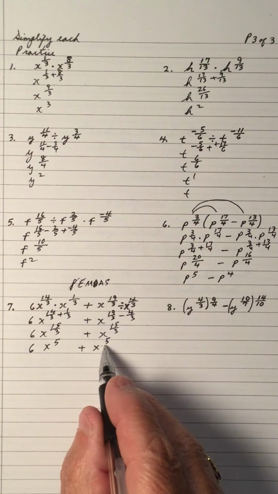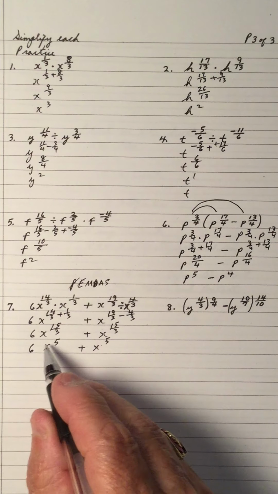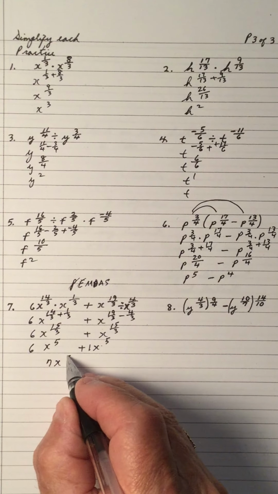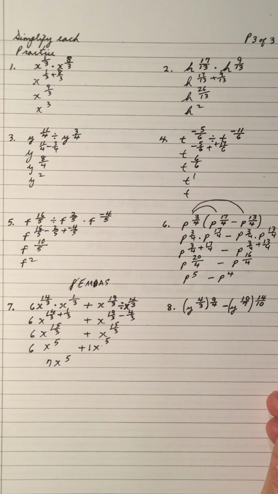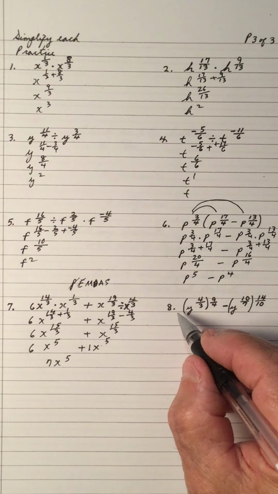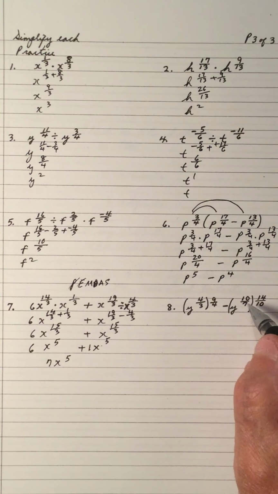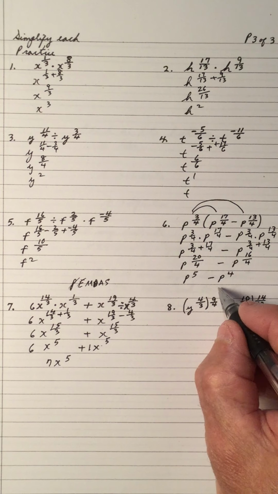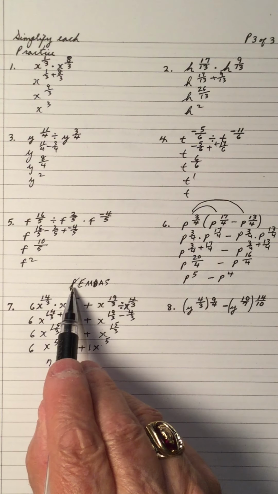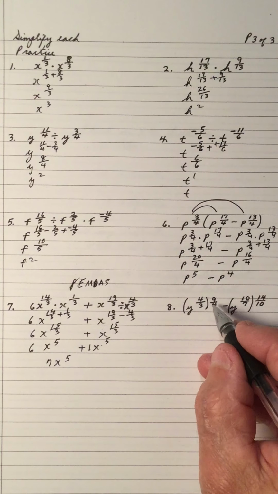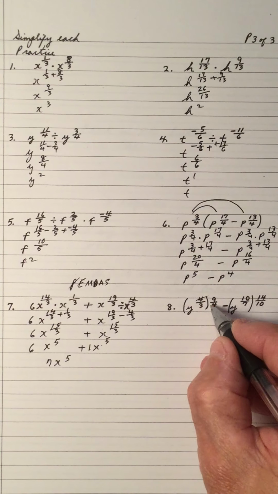And notice that these are like terms, same exponentials. So 6 plus 1 is 7x to the 5. And again, we have to do number 8, an example, a little bit different. We have a power of a power, so we have to obey PEMDAS, which is right here. We have to do our powers first, and so we cancel the 4's.